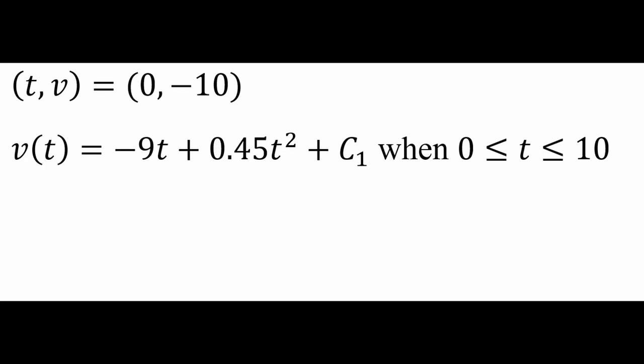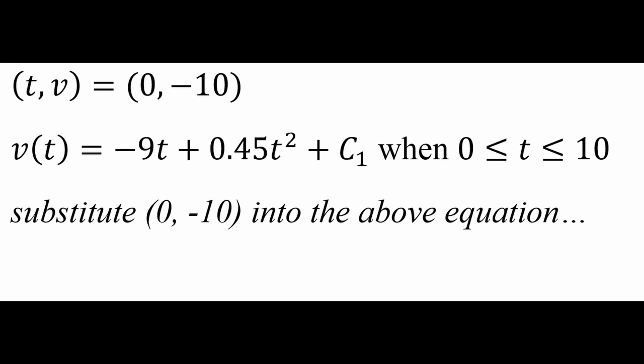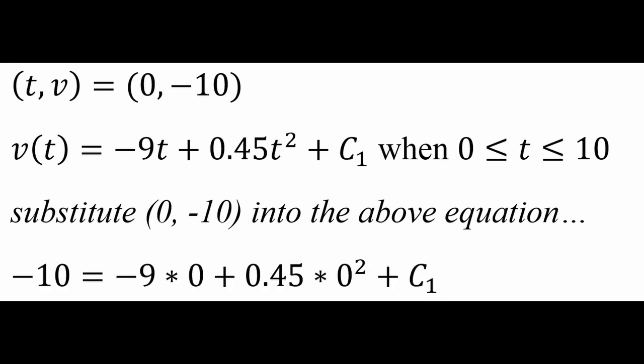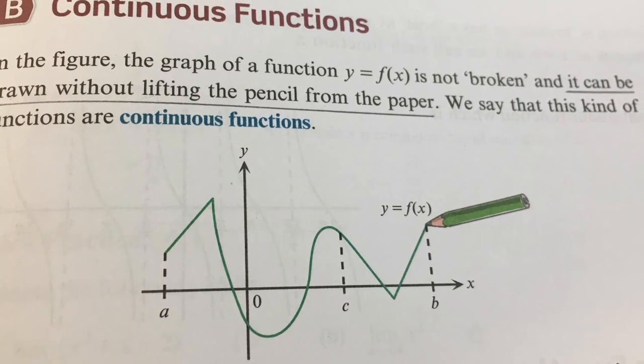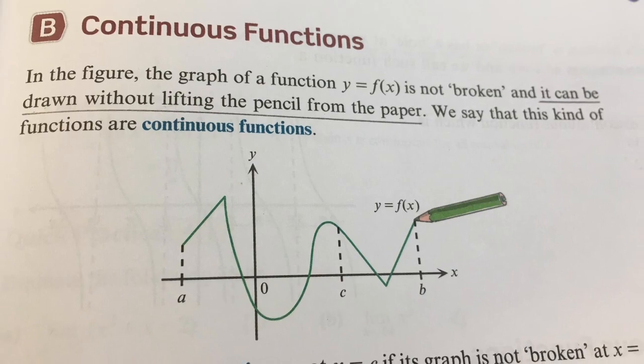We already have an equation for the vector function in the first piece. Sub in 0 comma negative 10 into that vector function, and you will find that c1 equals negative 10. But how do we find c2? We know that v(t) must be a continuous function.